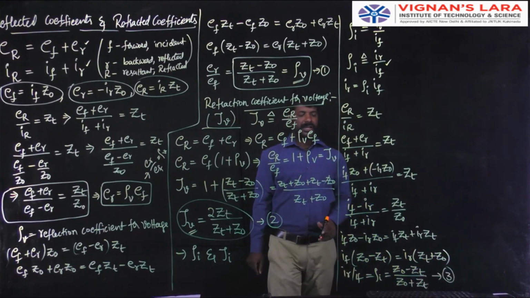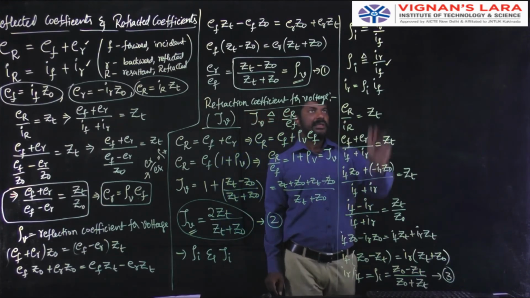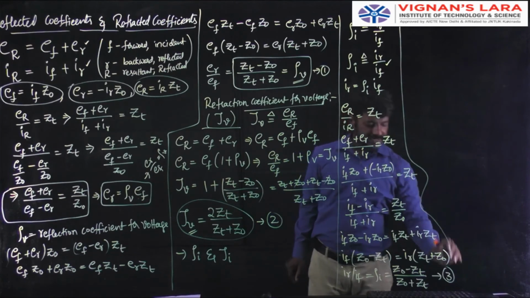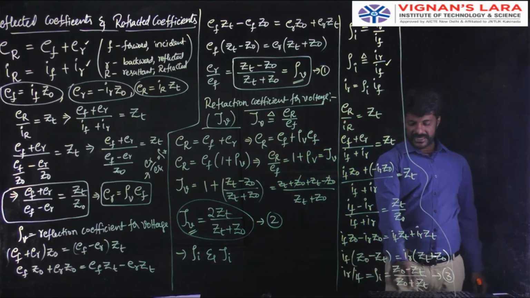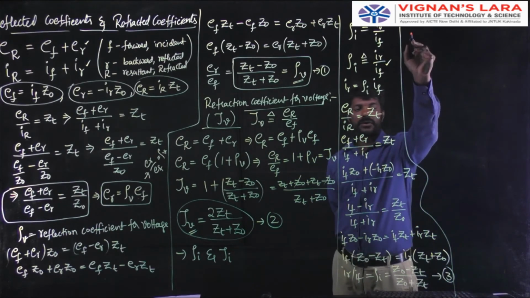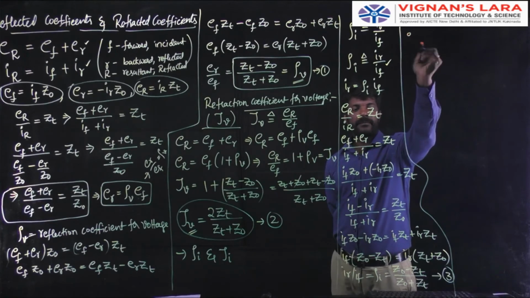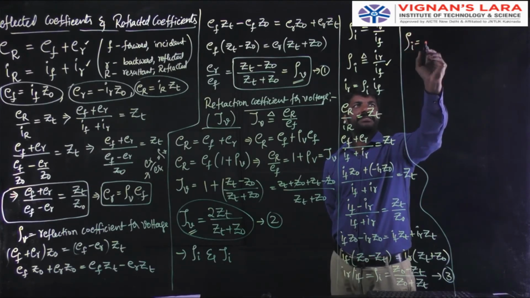We can correlate this rho I with rho V. Let us see how. As rho I is equal to Z naught minus ZT by Z naught plus ZT, we can rewrite that as rho I, which can be written as minus rho V.